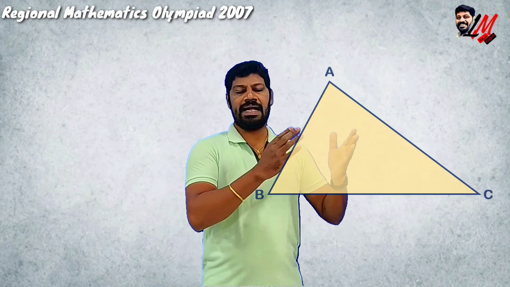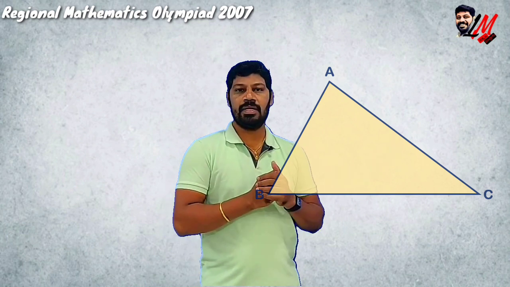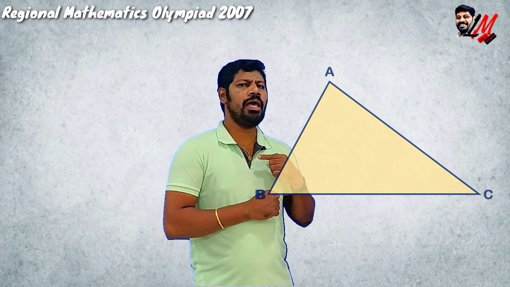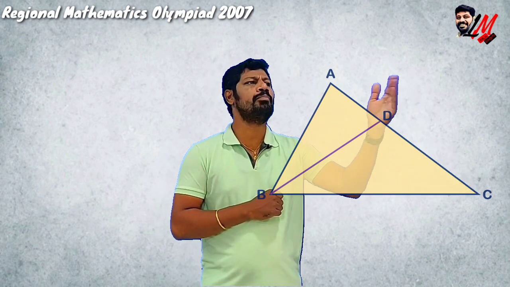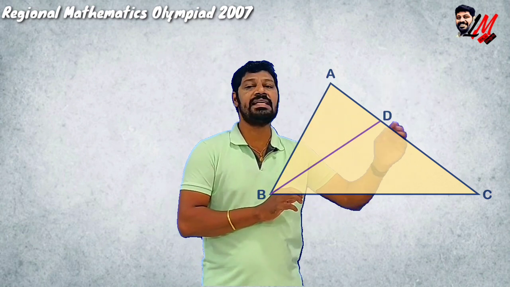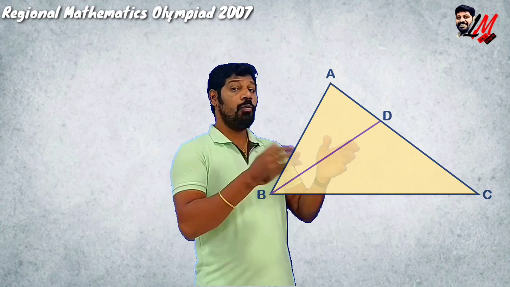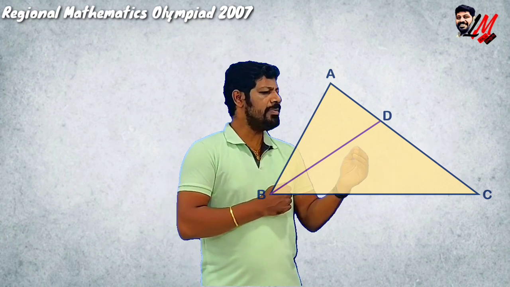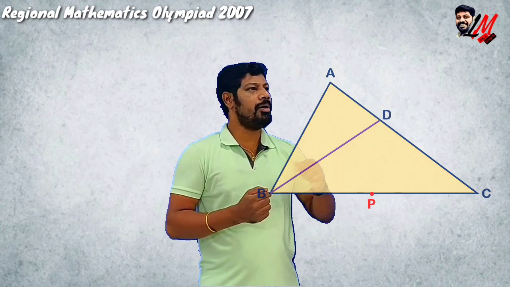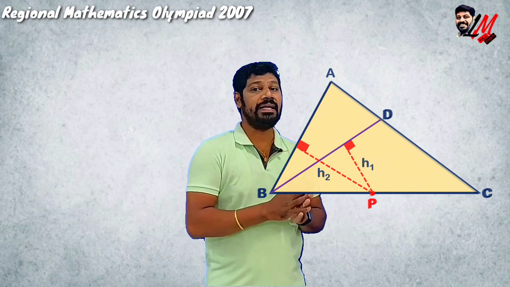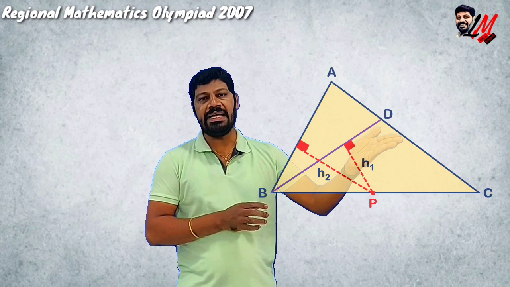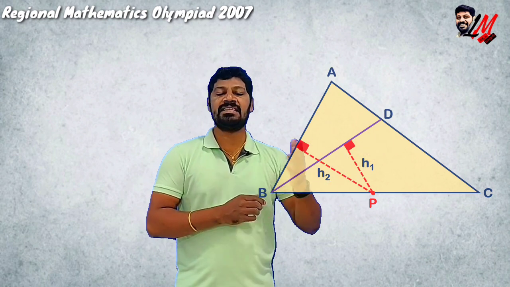Suppose we take a triangle ABC. Now from B, let me draw a line which intersects AC at some point D. So BD is just a cevian, a line which intersects AC at D. Now on BC, let me take a point P. From P, on BD and on BA, let me drop 2 perpendiculars. I call the first perpendicular on BD as H1, and on BA as H2.